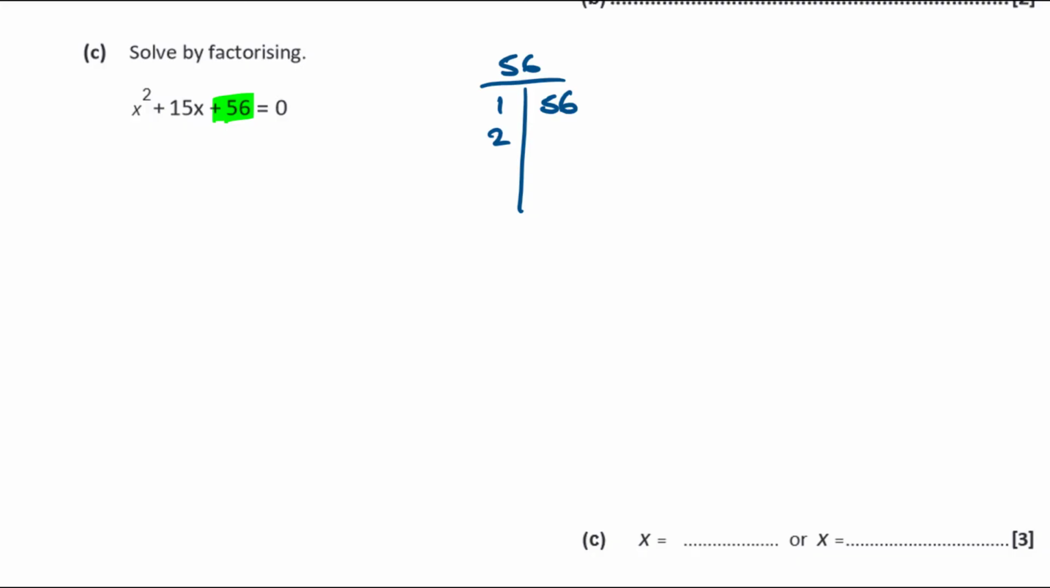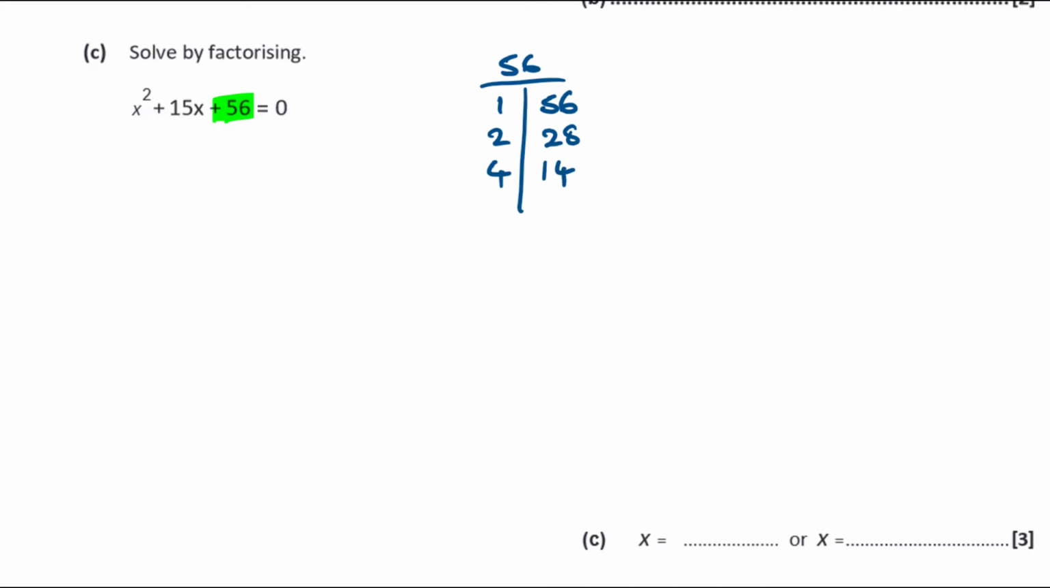2, yes, an even number. 56 divided by 2, that's 28. Does 3 go into 56? No. Does 4 go into 56? Yes, it does. 4 times what is 56? That's going to be 4 and 14.